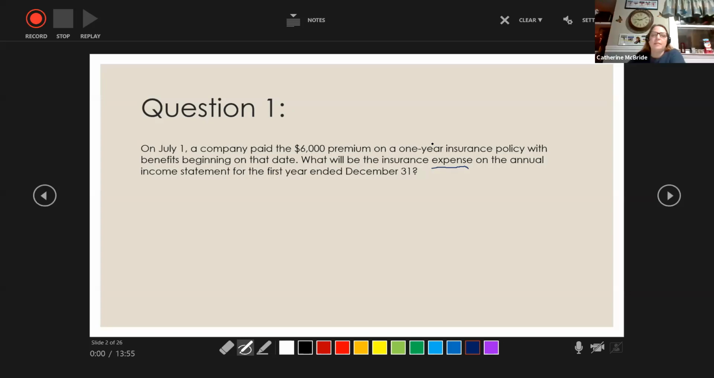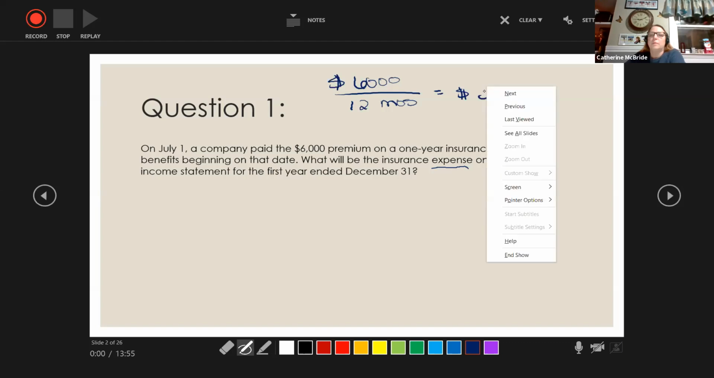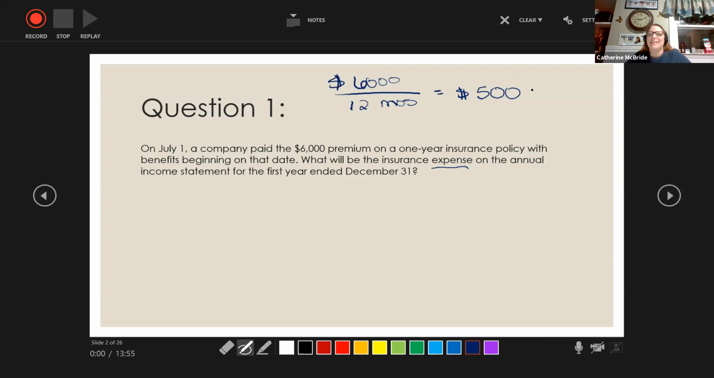So if we paid $6,000 for a 1-year premium, we know that $6,000 divided by 12 months, right? So how much per month? $500. So $500 a month is our insurance expense. We did this on July 1st. We haven't done any journal entries, and we're going to record this as of December 31st. So first figure out how many months: July, August, September, October, November, December. 6 months, right? Yes.